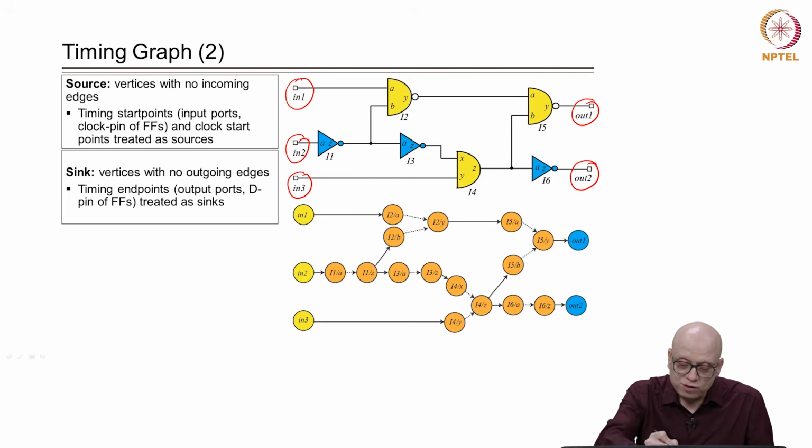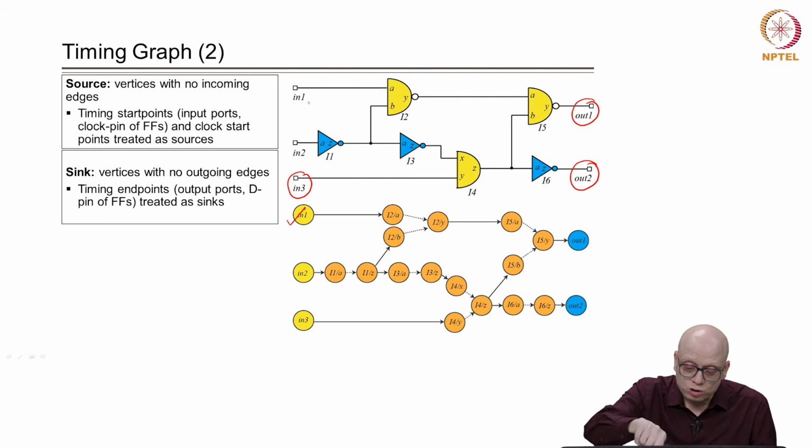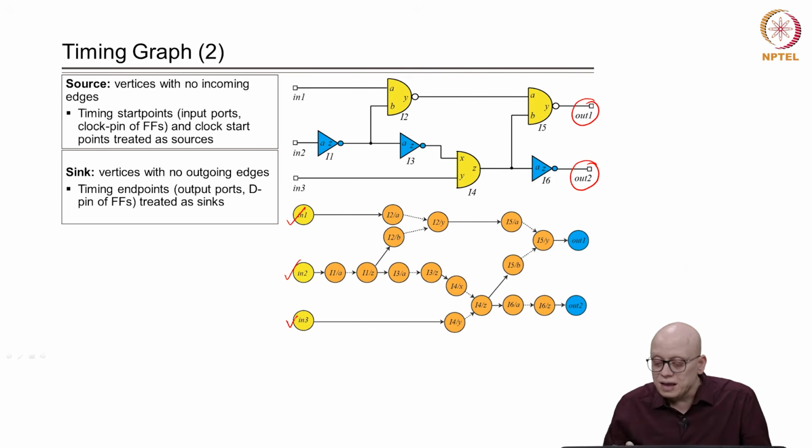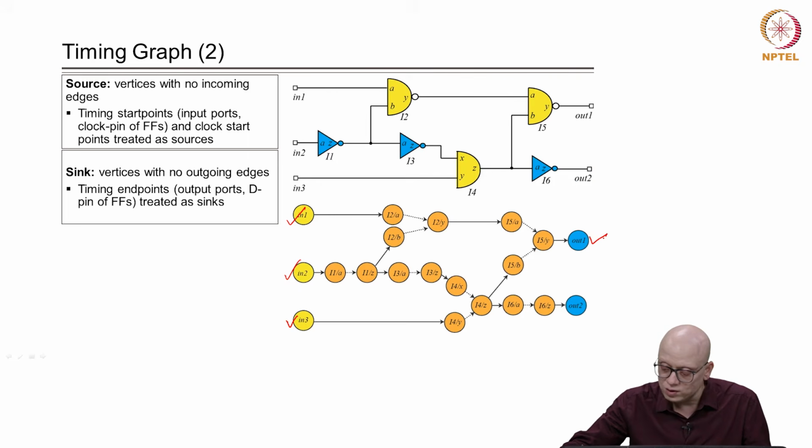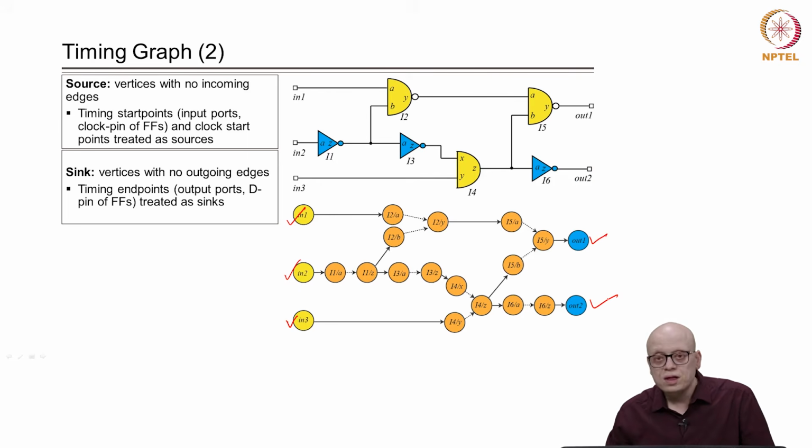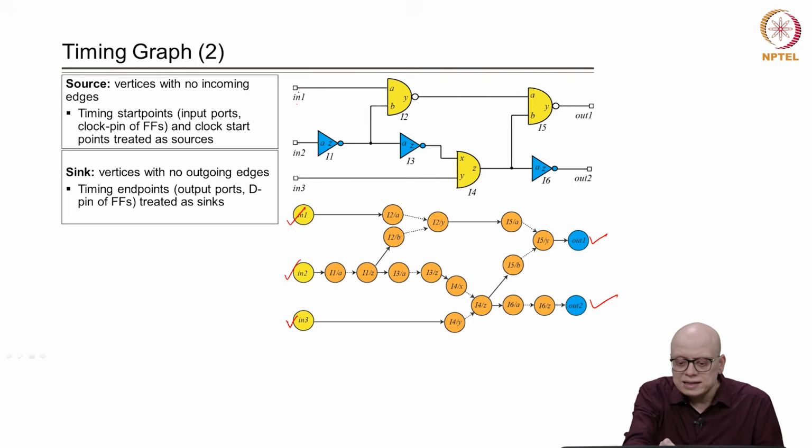So, for the source vertices, for the input ports or the timing start points, we have only the source vertices in 1, in 2, in 3, right. And for the output ports, we have only the sink vertices out 1 and out 2. Now, from in 1 there is a net arc, right, from in 1 to the pin A of I2.